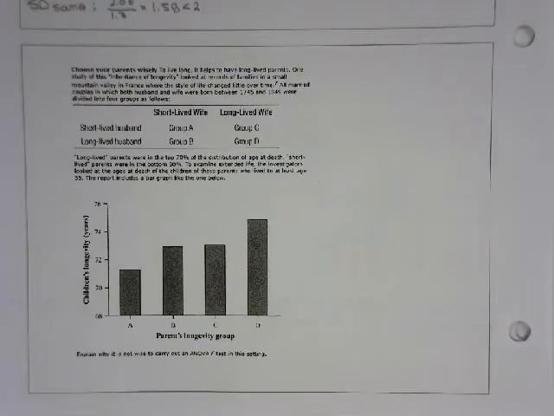Long-lived parents were in the top 70% of the distribution of age at death. Short-lived parents were in the bottom 30%. To examine extended life, the investigators looked at the ages at death of the children of these parents who lived to at least age 55. The report includes a bar graph like the one below. So you have your parents' longevity group, and then the children's longevity, how old they live to be.